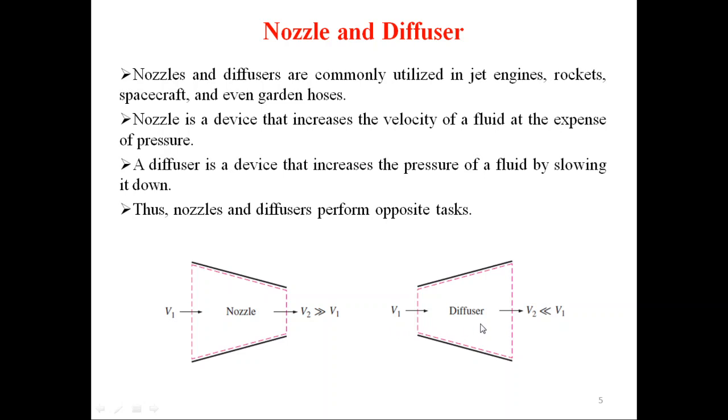In the second diagram we are having diffuser. As you can see, the shapes of nozzle and diffuser are just opposite. V1 is the velocity entering and V2 is the velocity leaving. V2 is very less as compared to V1, because here our main purpose is to increase the pressure.